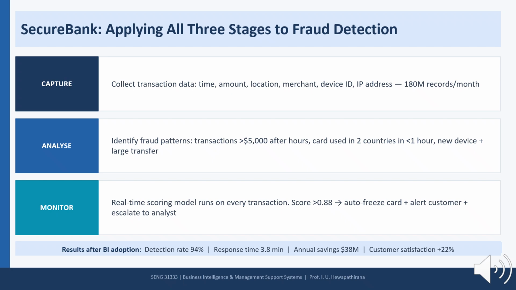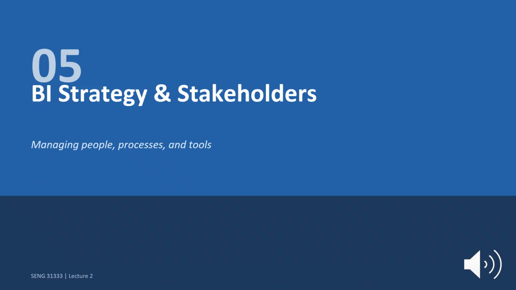This is the full power of BI applied end-to-end. It starts with data, it builds understanding, and it drives automated, intelligent action at scale. We move now into Section 5, BI strategy and stakeholders.